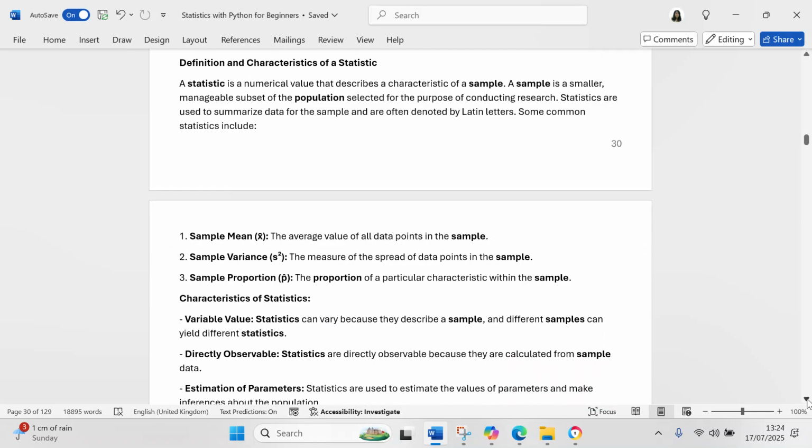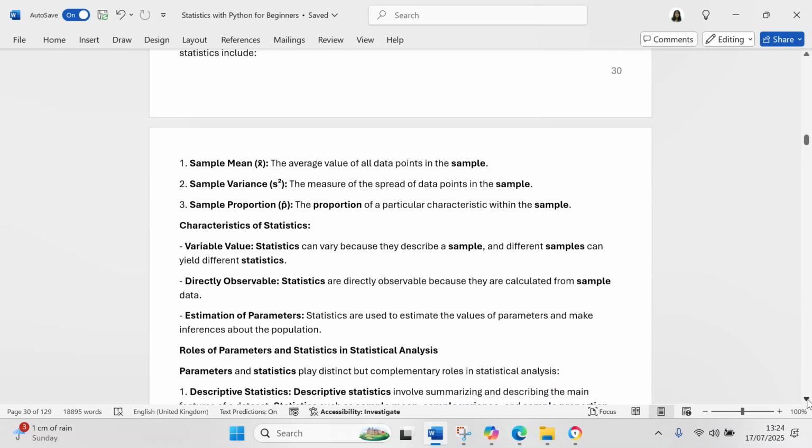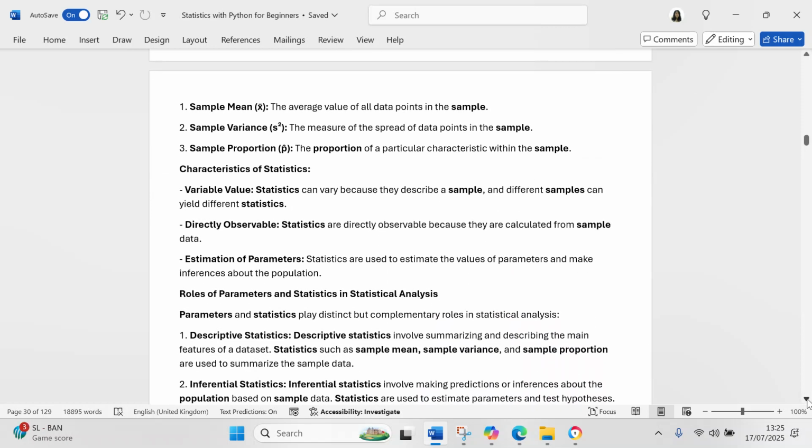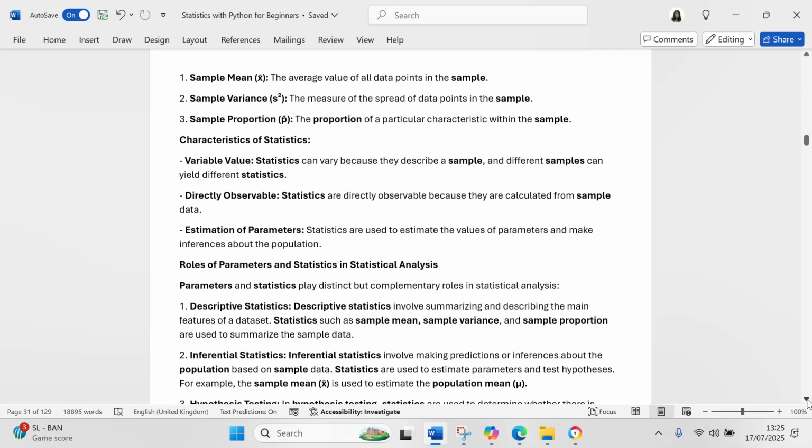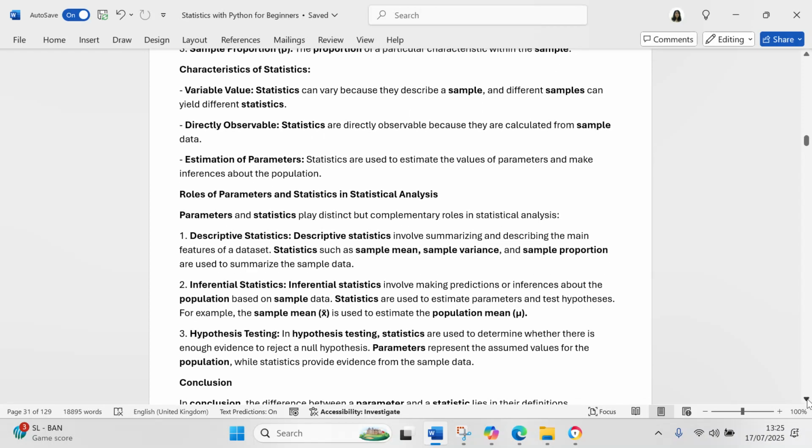Some common statistics include the sample mean, which is X bar, the sample variance, which is S squared, and the sample proportion, which is P hat. So we have characteristics of statistics.